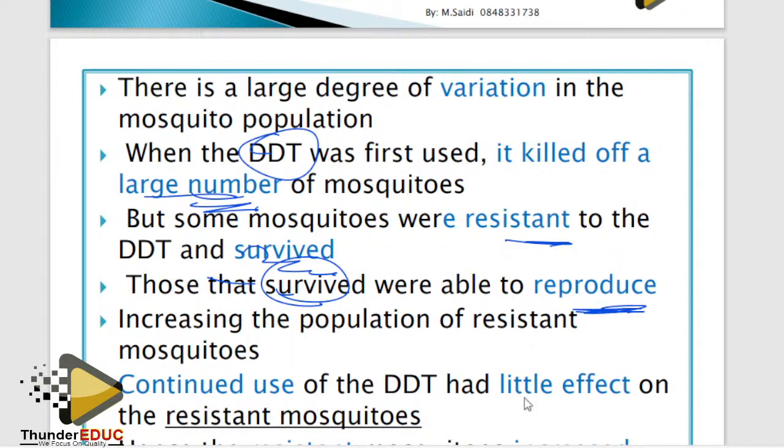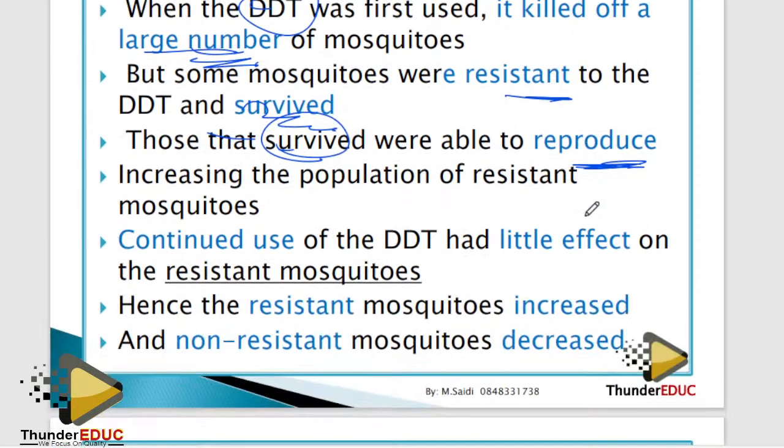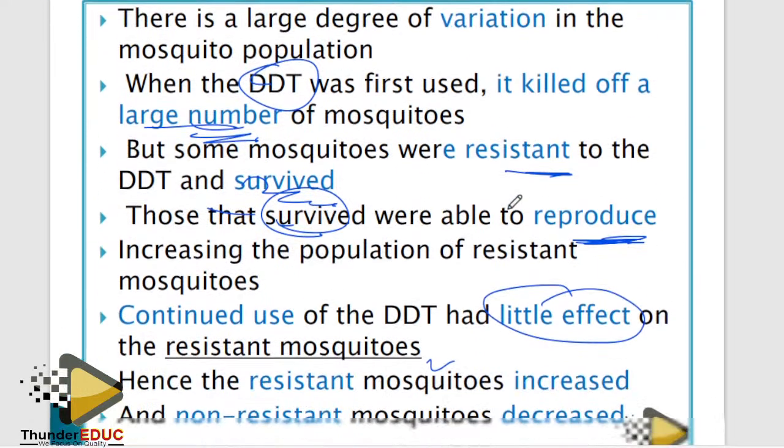The continued use of this application, ARVs, DDT, whatever the question is asking about, will have little effect on those organisms. In this case, they are mosquitoes. It could be bacteria, it could be virus. Hence, the resistance of the mosquito has increased. So basically, that's what you talk about. It's not a big deal, but let's know how to apply it.